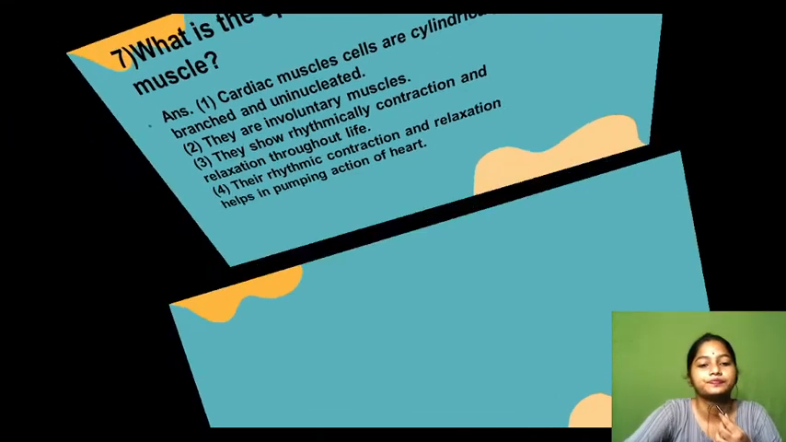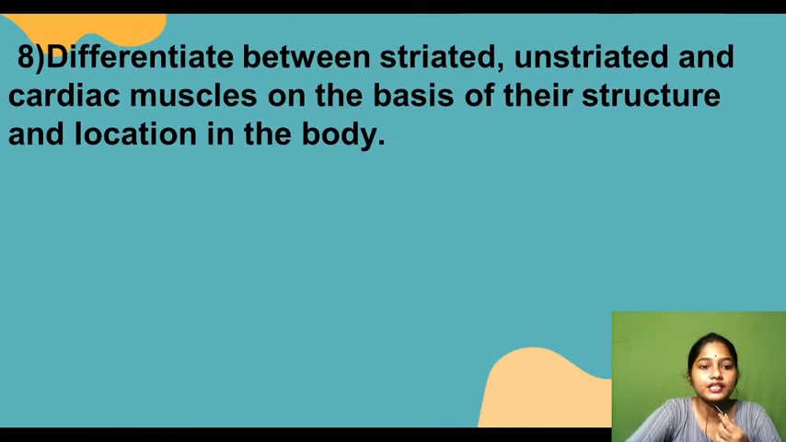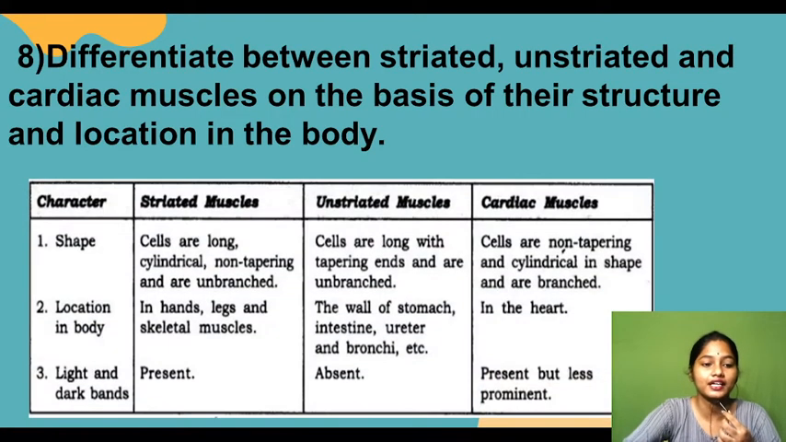Clear? Yeah. Now moving to the next, differentiate between striated, unstriated and cardiac muscles on the basis of their structure and location in the body. Now only we have discussed, my dear kids. See, shape. Striated means skeletal muscle. How is their shape? They are long, cylindrical and non-tapering and are unbranched. But unstriated, they are long with tapering and are unbranched. And cardiac muscles, they are branched. They are non-tapering and cylindrical in shape.